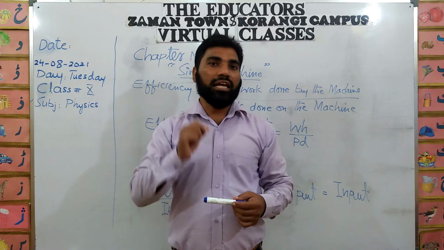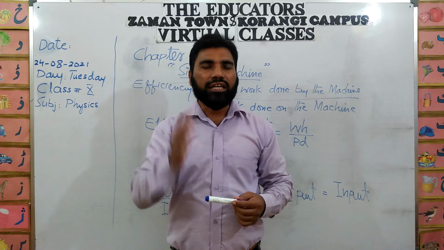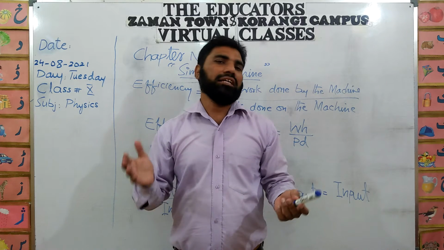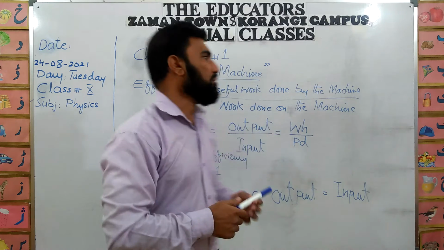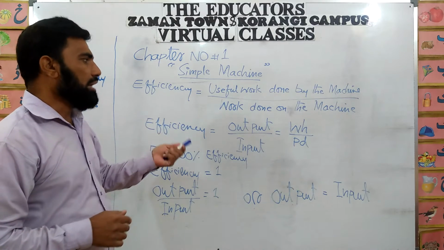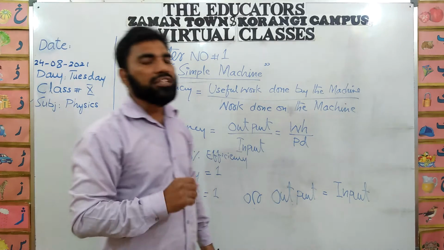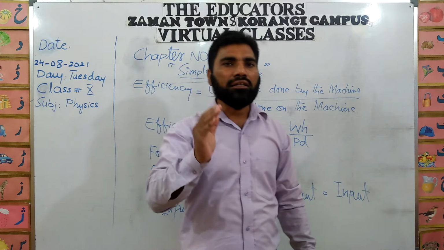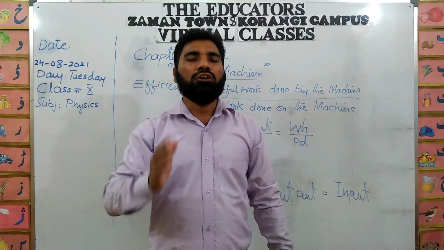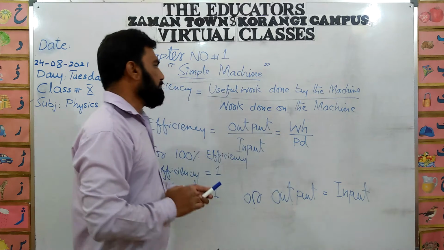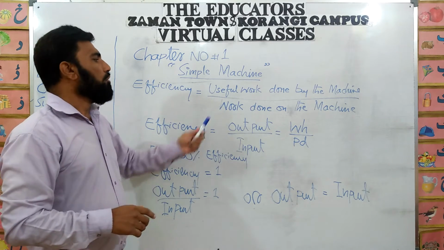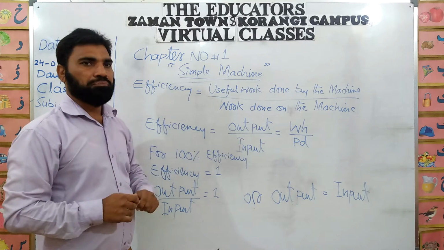Mechanical advantage, as I gave you last time, is the ratio between the load and effort. It doesn't have any unit because it is a ratio. Right now we are talking about efficiency. Efficiency is the useful work done by the machine divided by the work done on the machine. It is also a ratio. The useful work done by the machine is called output, and the work done on the machine is called input.